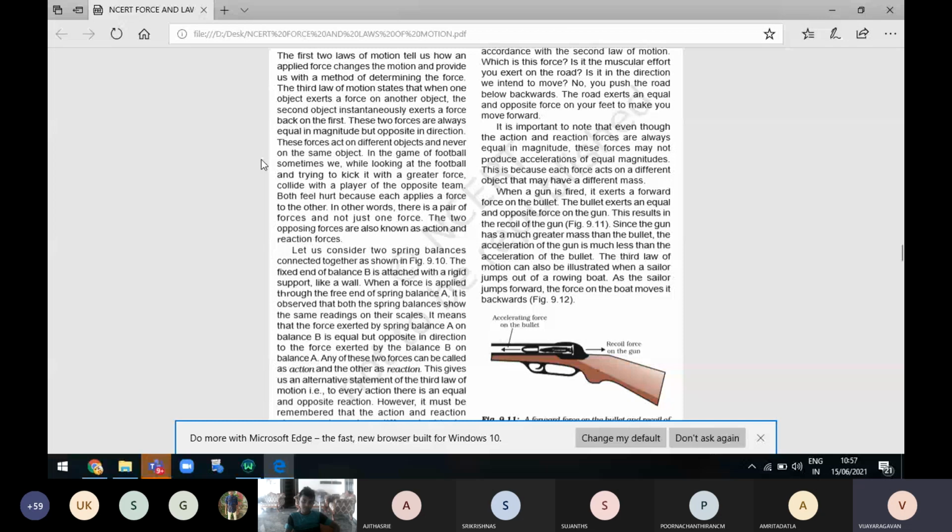So when a gun is fired, it exerts a forward force on the bullet. Exert means giving out. The bullet exerts an equal and opposite force on the gun. Since the gun has a much greater mass than the bullet, the acceleration of the gun is much less than the acceleration of the bullet. The third law of motion can also be illustrated when a sailor jumps out of a rowing boat. As the sailor jumps forward, the force on the boat moves it backward.